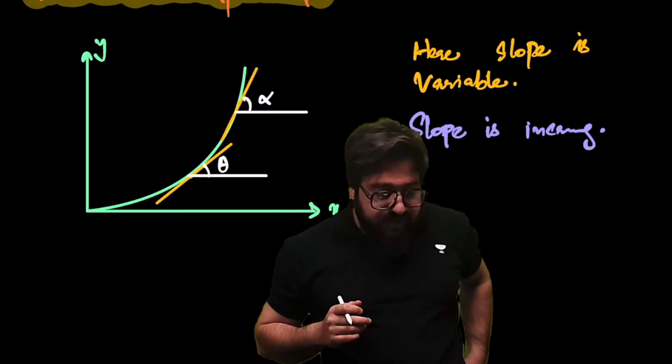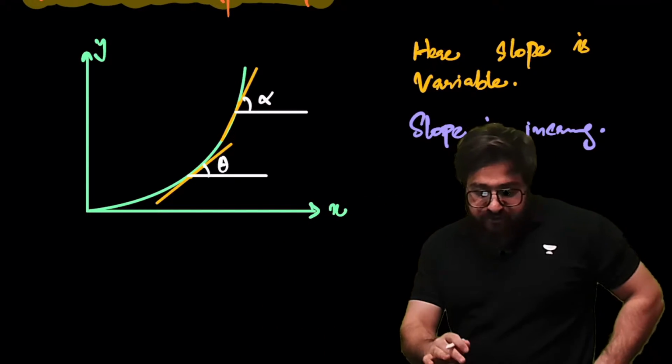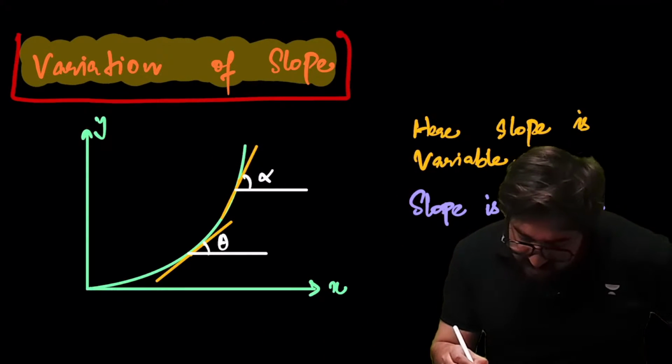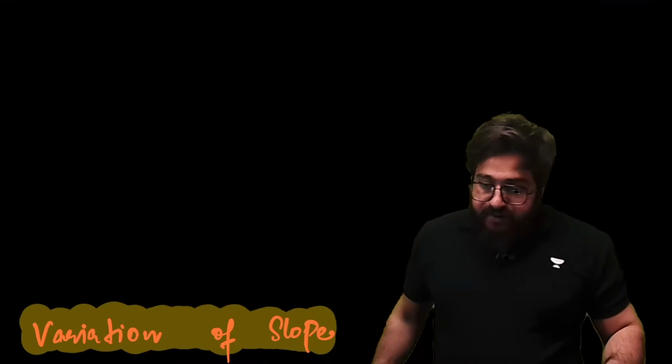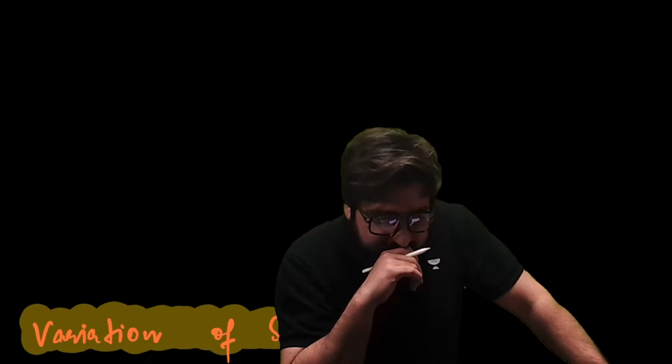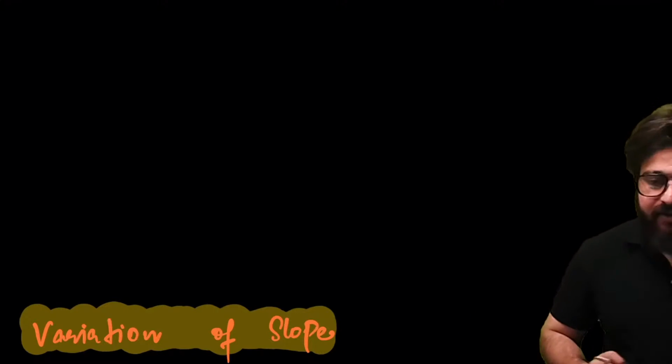Now, my dear friends, listen to me very carefully. If I say variation of slope, what does variation of slope mean? Is it clear, or am I going fast? Am I going fast, or is the speed okay? Tell me in the chats, guys.